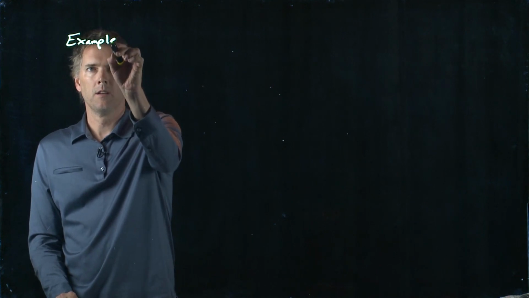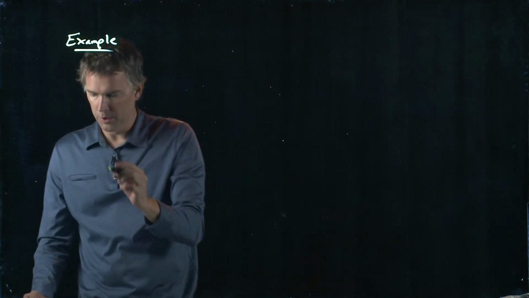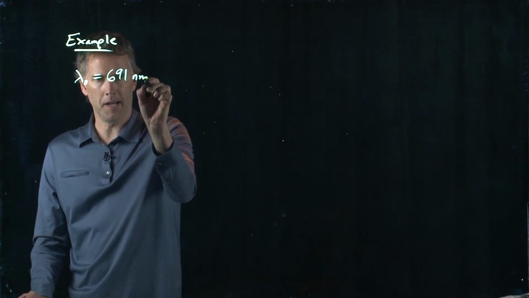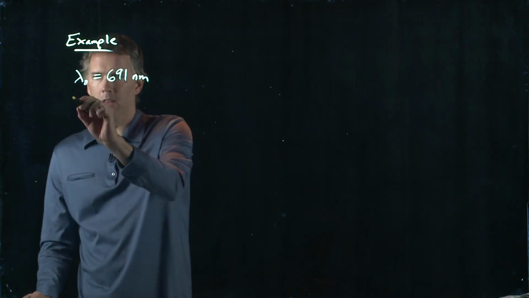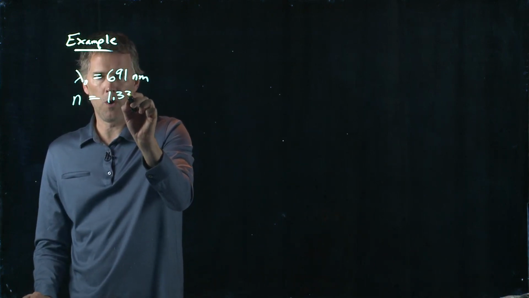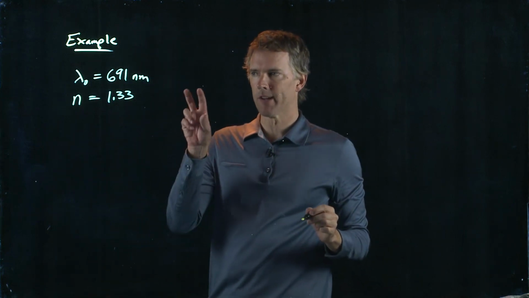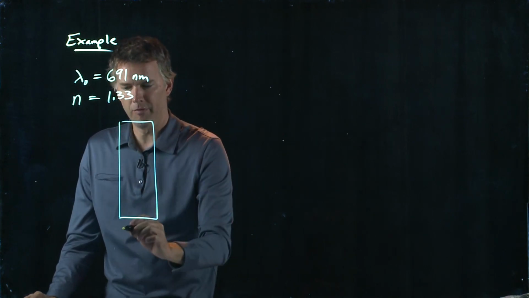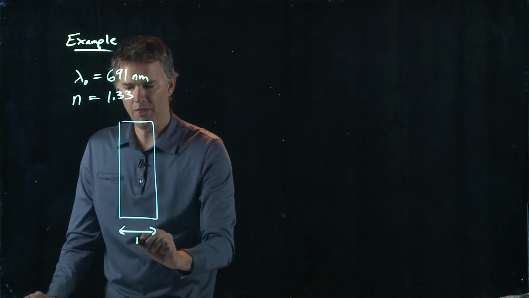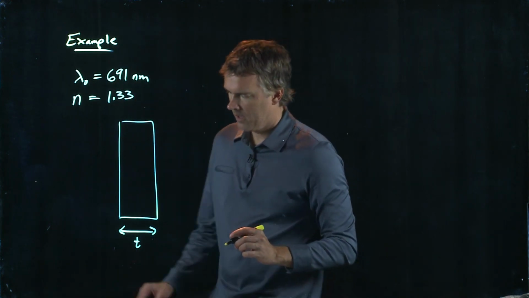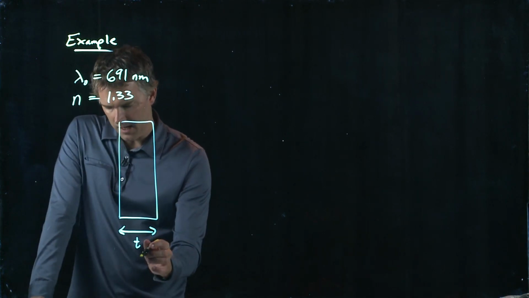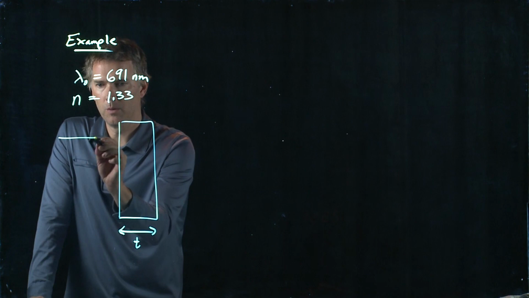Okay, let's do the following. We're going to take a soap film, and we will use a laser that has a wavelength of 691 nanometers. And we're going to say that the film is soap and water, so the index of refraction is very close to that of water, 1.33. And here is our soap film, and it has a thickness T. And now let's calculate what thickness T we get maximum reflection.